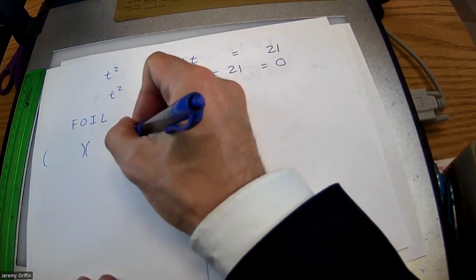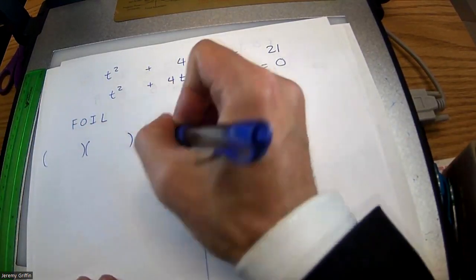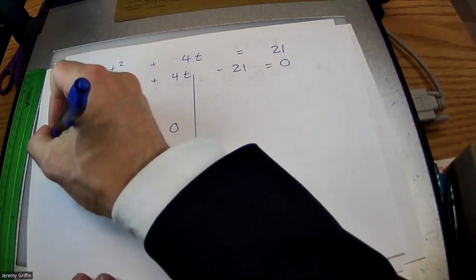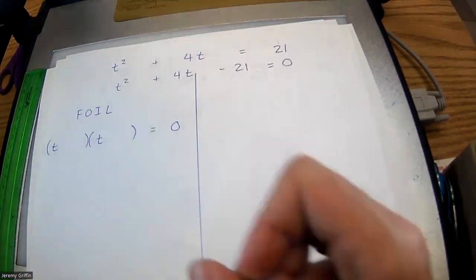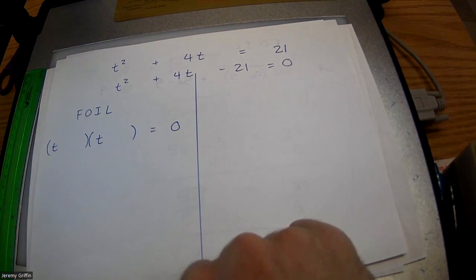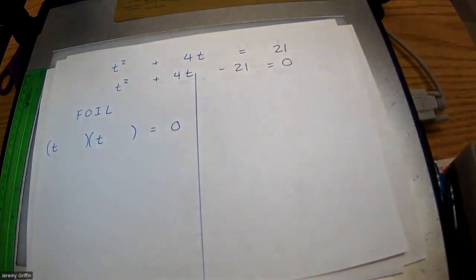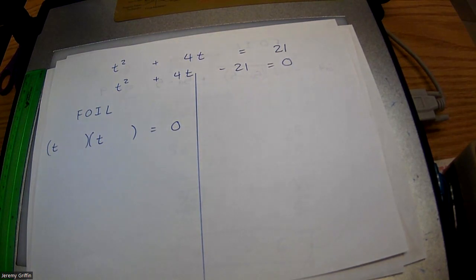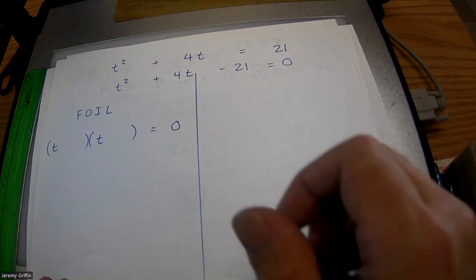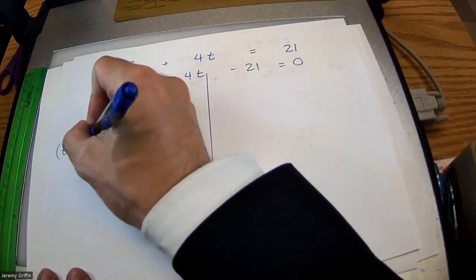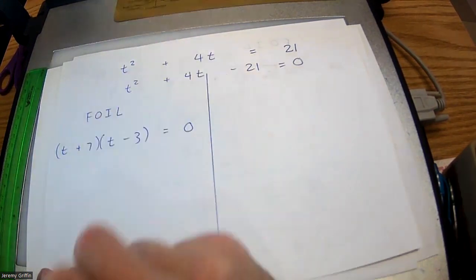So if you factor it, it's going to be t plus something, or maybe minus. So what are 2 numbers that multiply to -21 but add to +4? What and what? 7, -3. Yeah, 7 and -3. So I'm going to go +7 and -3, right?